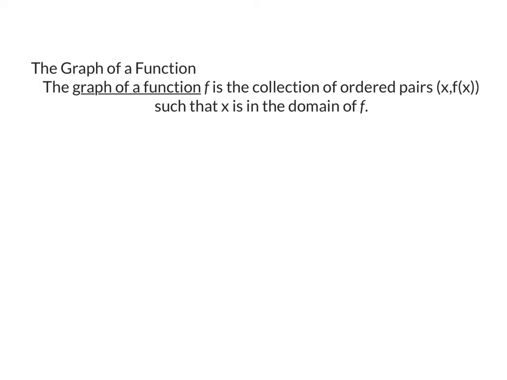The graph of a function f is the collection of ordered pairs (x, f(x)) such that x is in the domain of f. Notice here we are kind of used to seeing this as (x, y), but that just lets you know that y is the same thing as f of x. So that's kind of where that comes from.